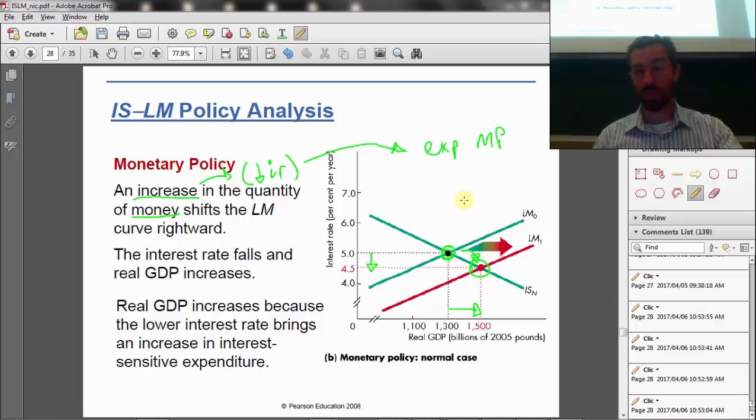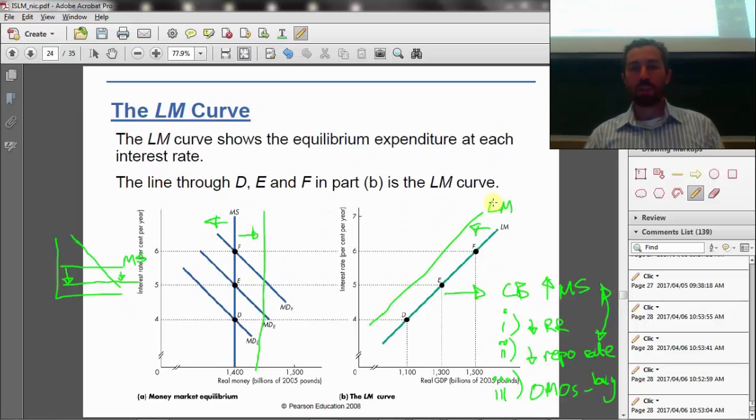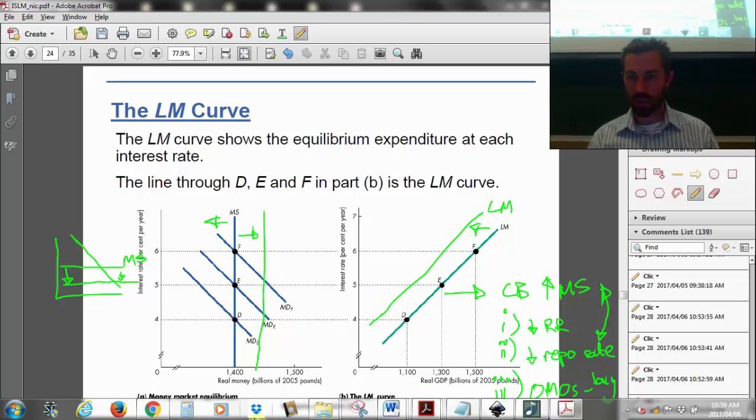Okay, so with the LM curve, we can shift these things. So we know, just going back to this slide, if we shift the money supply curve to the left, in fact, let's do this as a break time.